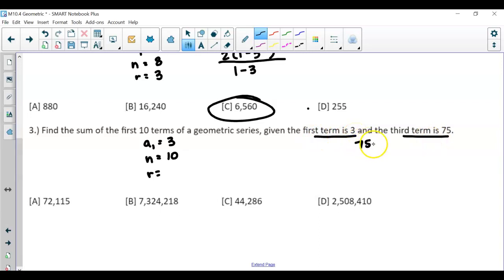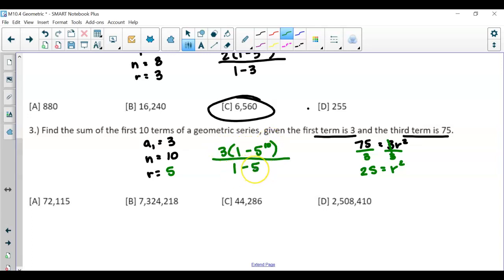So you should have set this up as, if you wanted to solve, 75 is equal to 3 times the ratio squared. Or you could have also just done mental math, figuring that out. So here I'm going to divide by 3, and now I've got 25 is equal to r squared. So you had that ratio of 5. So setting this up, you have 3 times 1 minus 5 to the 10th, divided by 1 minus 5. And here you should have gotten B.